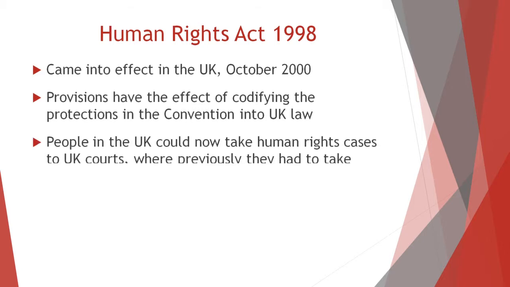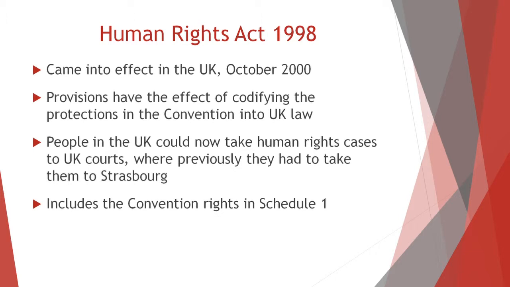This meant that the people in the UK could, for the first time, take cases about their human rights into a UK court. Previously, they had taken complaints about their human rights to the European Court of Human Rights in Strasbourg. The rights contained in the Convention are included in Schedule 1 of the Human Rights Act. For the purpose of the Human Rights Act, they are known as the Convention Rights.